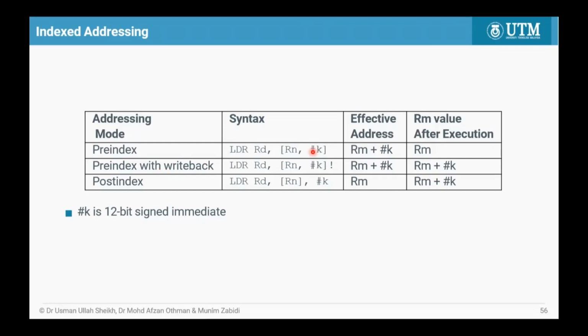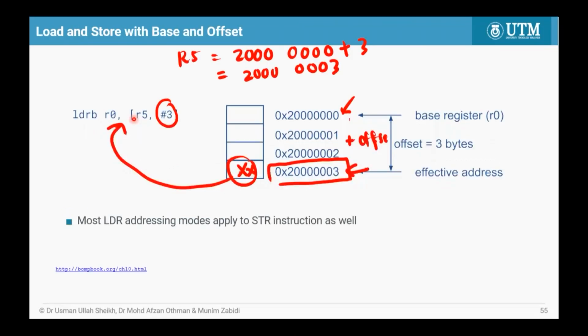What about your Rn? Does your Rn change after that? No. Since this is not with a write-back, your Rn remains. Okay, similar to this one here. Does your R5 change after that? No, your R5 still has this value. Okay, 20 million, doesn't change.